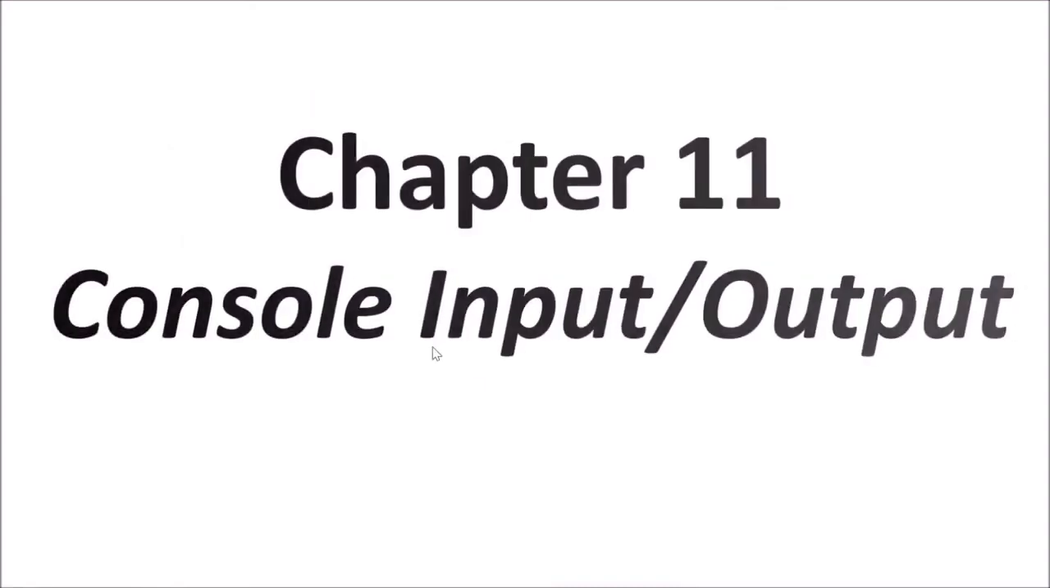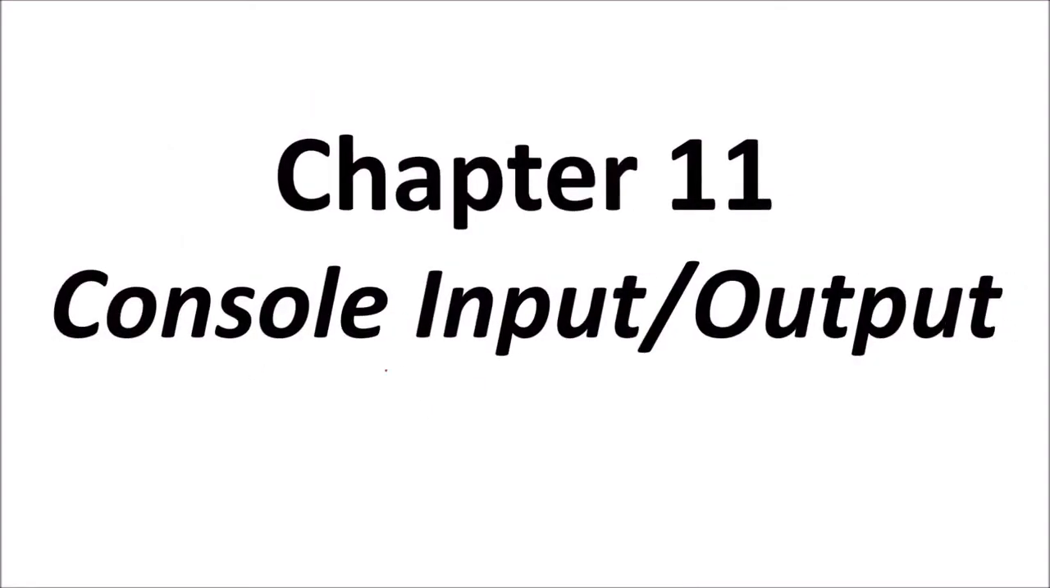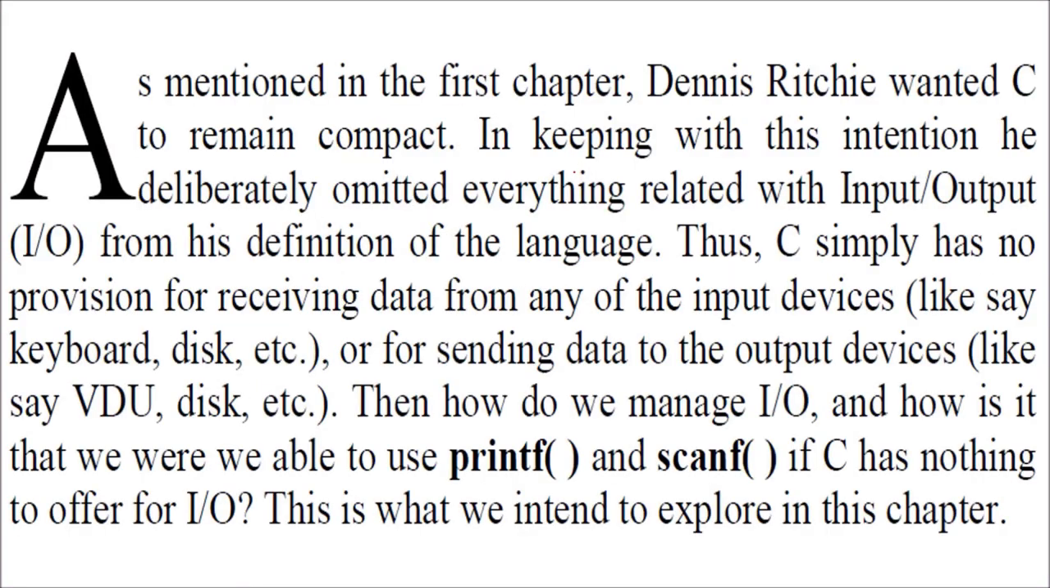And this is chapter number 11, the console input output. So what does this console mean? Console means keyboard and VDU, visual display unit. Dennis Ritchie actually wanted C to remain very compact, very small. So he deliberately omitted input output from this language.